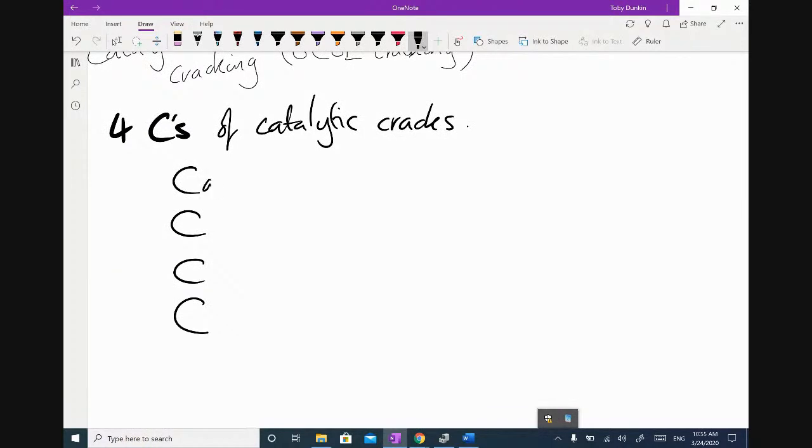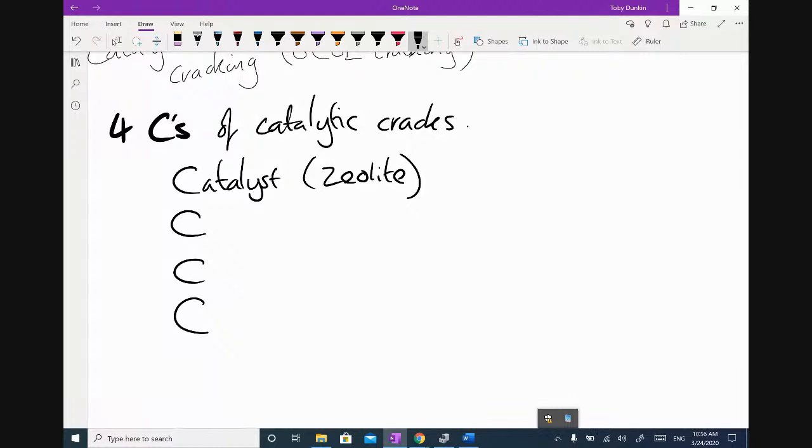number 1 is you need a catalyst. That kind of makes sense, doesn't it? And the catalyst, you guys have to now know the name, which is called zeolite. You are actually allowed to quote the GCSE answer of aluminum silicate. That's actually allowed as well, but they want zeolite at A level.